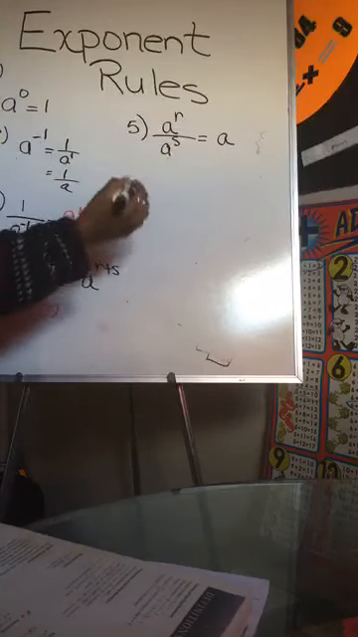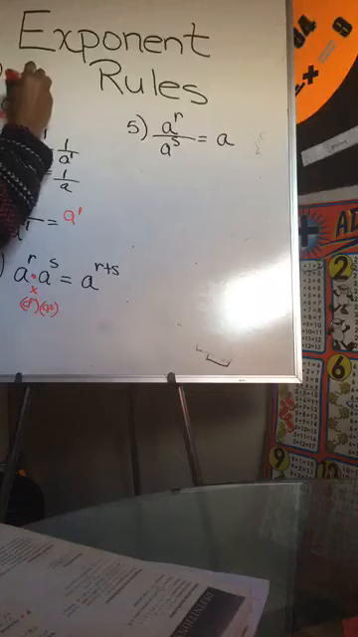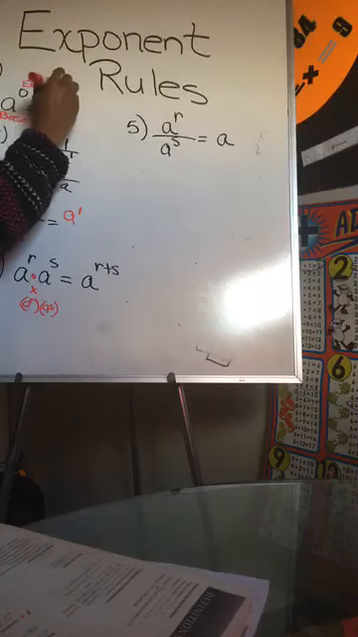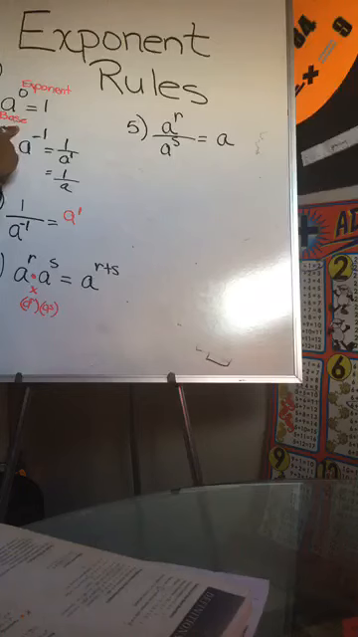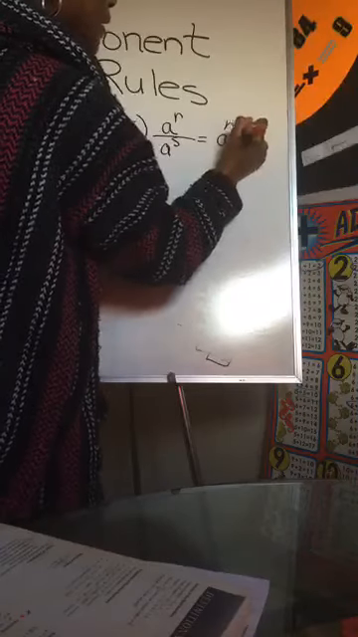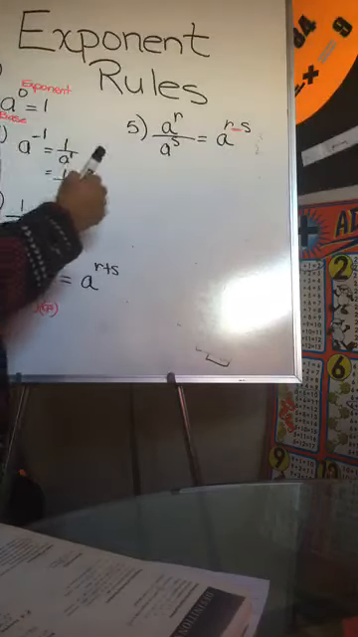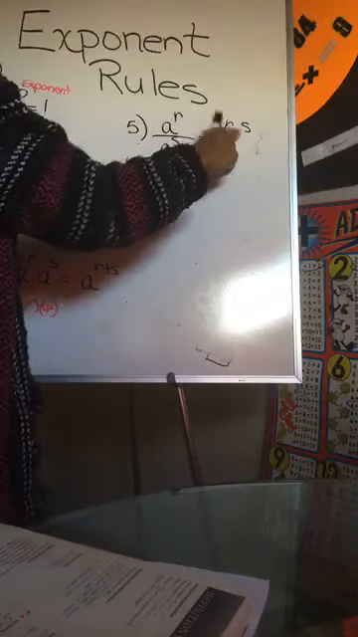Remember, this is our base. Let me kind of remind us, this is our base here. A is your base, and the exponent is the other part. So we must have the same base. And then the exponents, when you're using division, you subtract. So that'll be r minus s. A to the r minus s. So it's r minus s. So when you have division, you subtract the exponents.